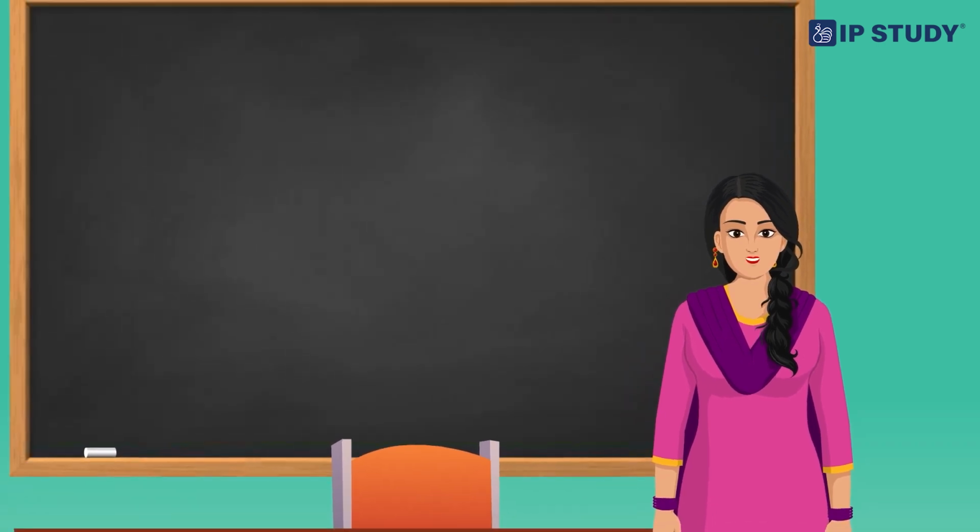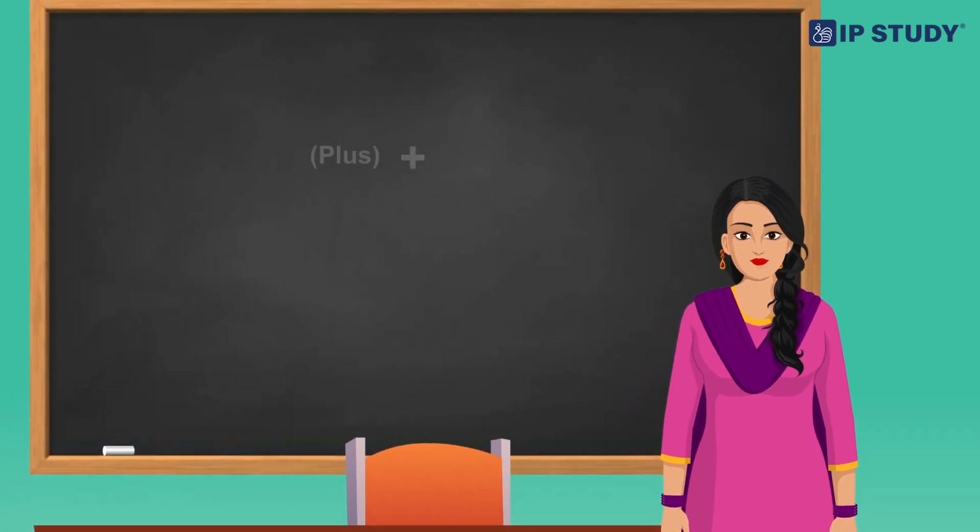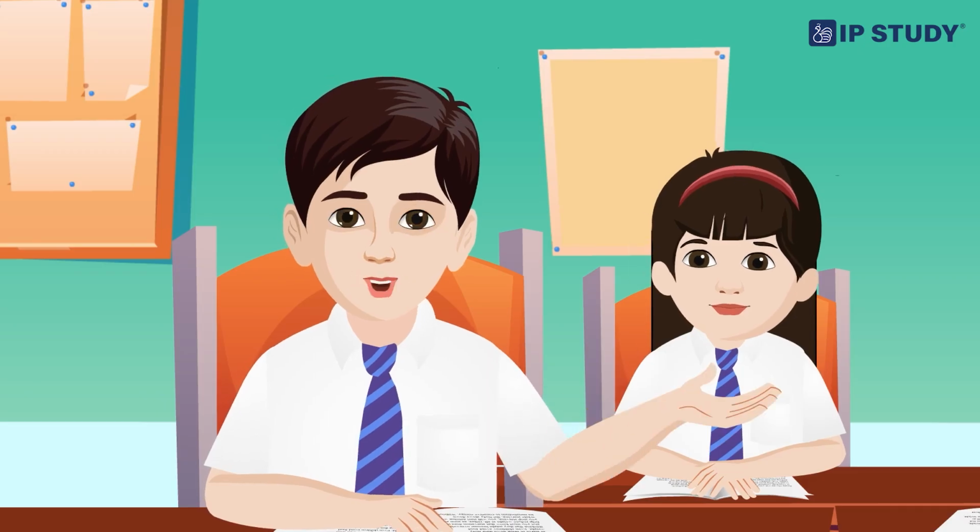When we put things together, we call it addition. We use this special sign, plus. It's called the plus sign. What does the plus sign do? The plus sign tells us to add things together. Let's use balls to understand better.